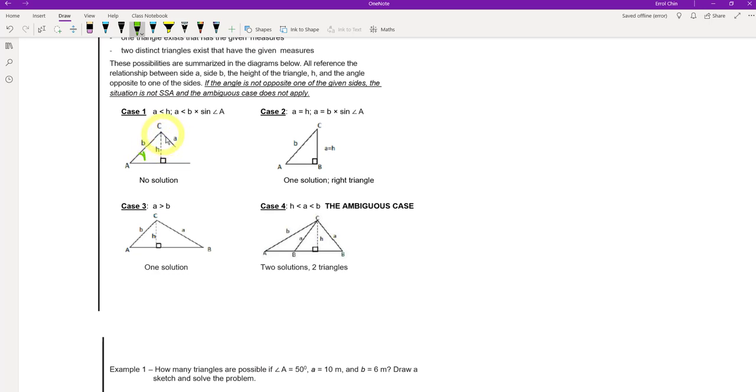Now, here's the problem. In the beginning of this lesson, I said, imagine this is a door. If you were to swing this door, obviously this door is too short. It doesn't reach the wall. That means there's no possible triangle. Case number 2, and again here is the length of that door.